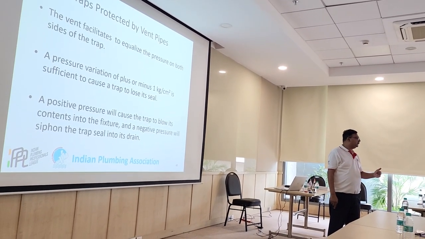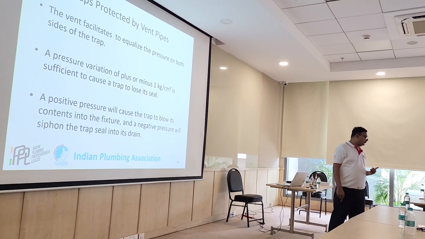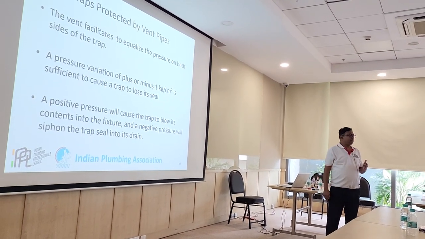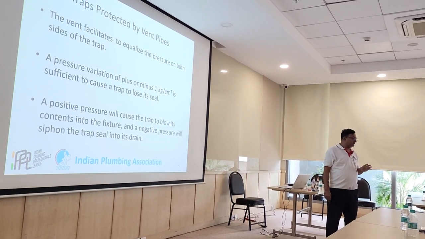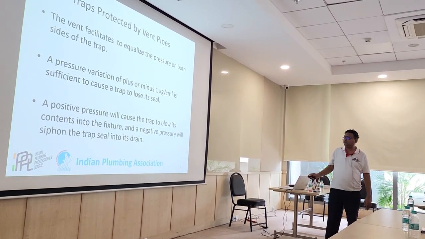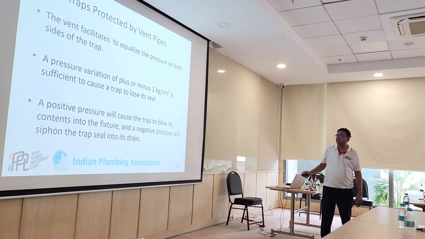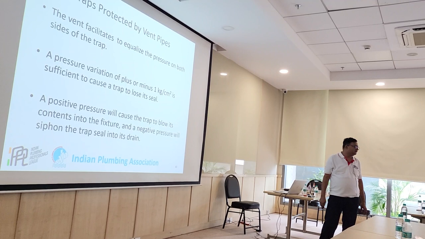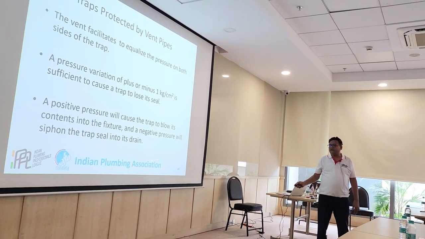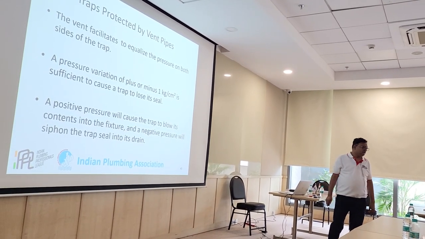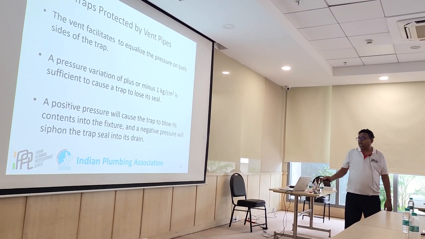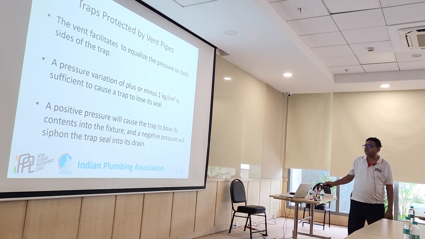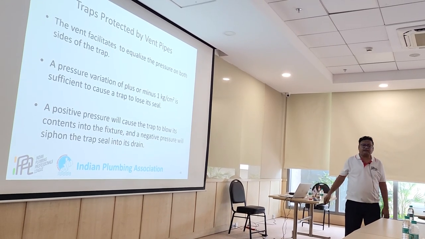1 kg is huge that way. We consider it quite normal, but 10 meters of water column is good enough for a trap to operate incorrectly. A positive pressure will cause the trap to blow its content into the fixtures and negative pressure will siphon the trap seal into the drain. Understand this statement very well. A positive pressure will cause the trap seal to blow its content into the fixture and negative pressure will siphon the trap seal.